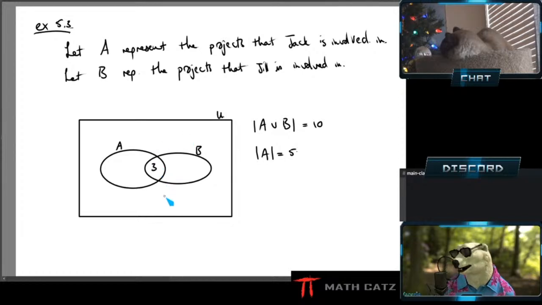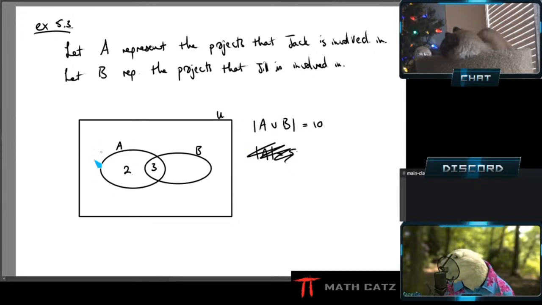Like there, 3. Now that 3 unlocks some other regions, single regions. Because the A circle has 5 in total. No, not 5, but 2. And I'm done with that information. It is in there now. I don't have to double up on it.